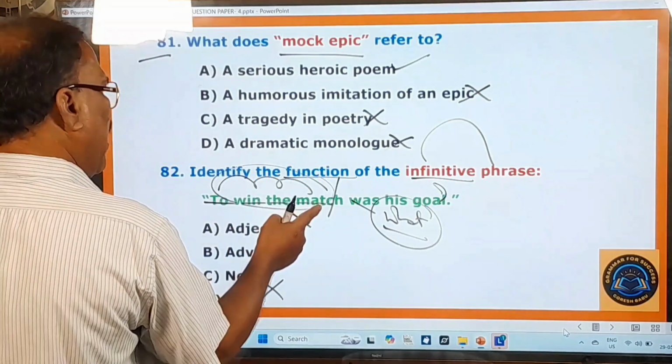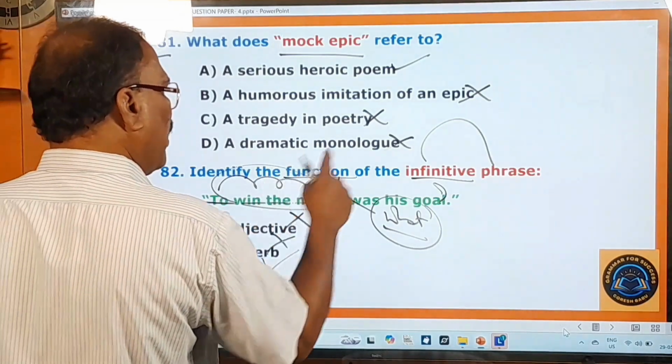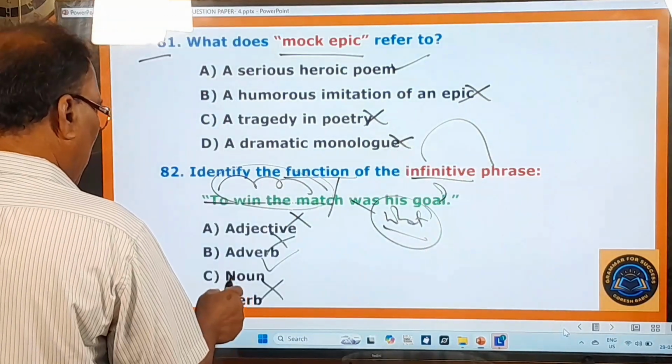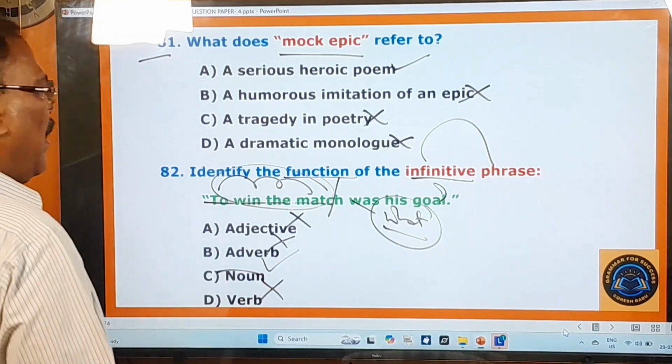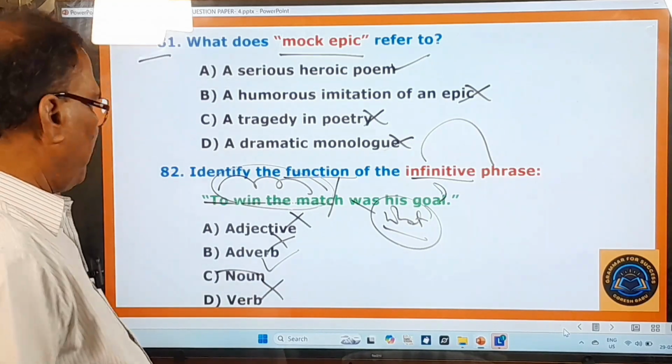So to win the match, that is only the noun infinitive phrase. Okay, and therefore this is the right one. And you move on to the next question.